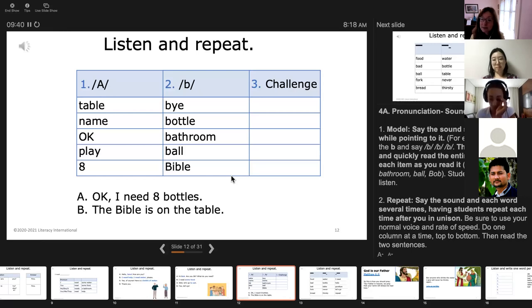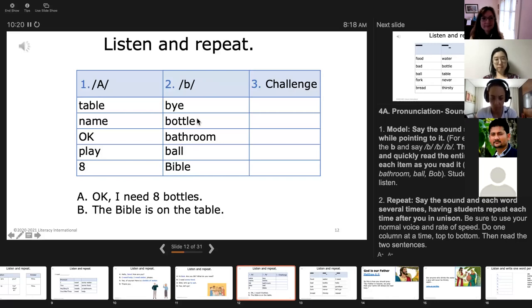For some sounds, students can't even hear the difference if the sounds don't exist in their first language. And so they might not be able to hear the difference between a B and a V, or between a P and a B. So that gets challenging, but at this point, we just want to model it and get them to practice as closely as they can. So Prakash, I'm going to ask you to solo. Could you please read the words in column number 2?